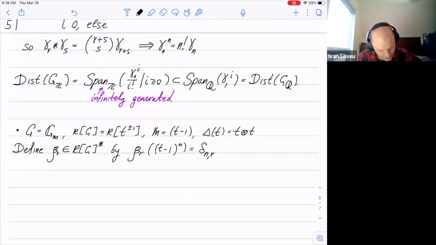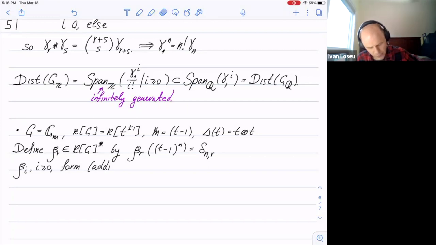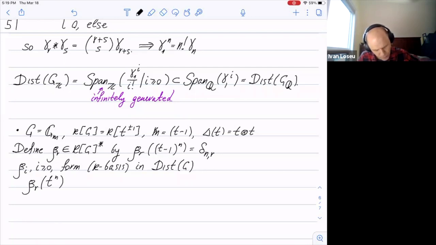Then again, the beta_i for i bigger or equal than zero form a basis, well, I mean additive basis, well, K basis in Dist of G. And to learn how to multiply these elements, we should observe the following formula. So beta_r of t to the power n is n choose r. This is an easy consequence of this equality.